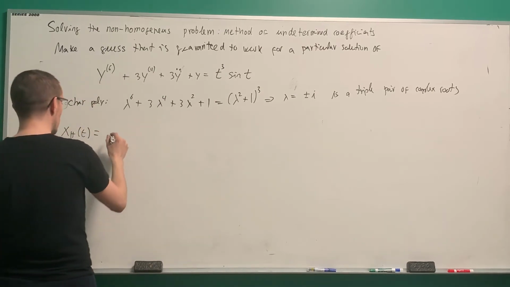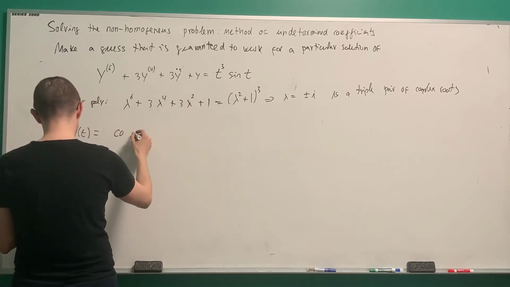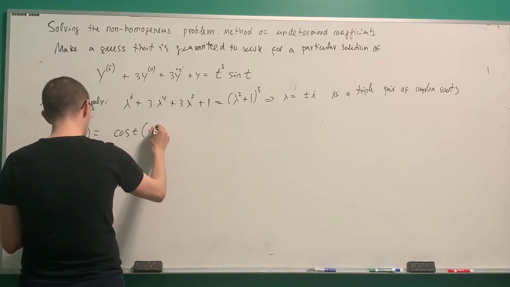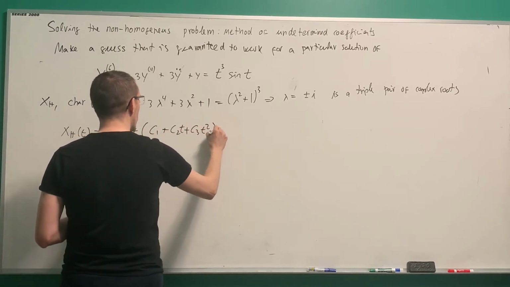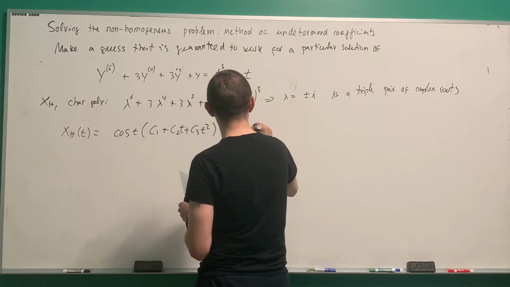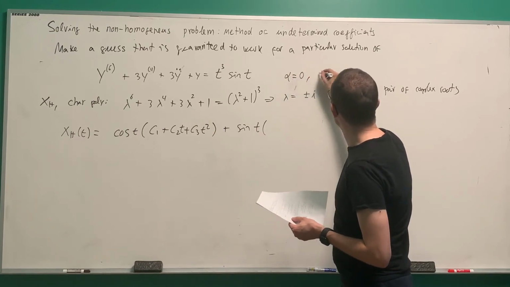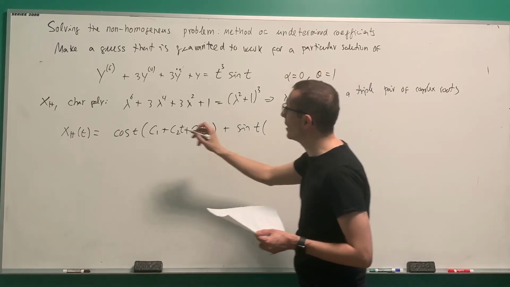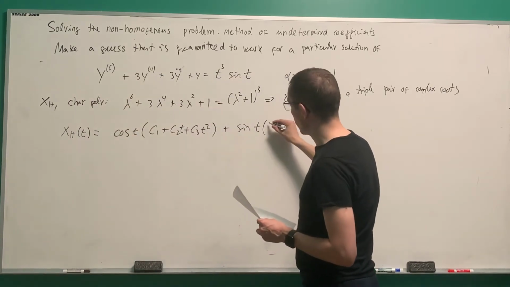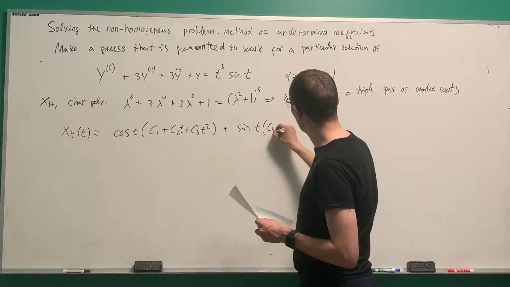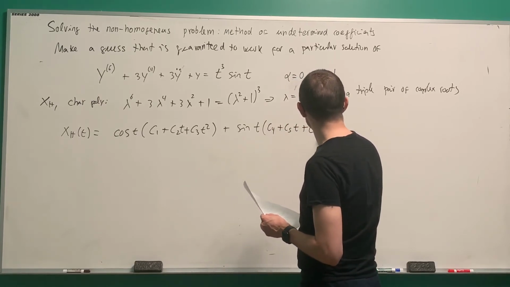cosines and sines times polynomials. The multiplicity here is 3, so we're going to have second order polynomials. So we have the cosine of t multiplied by c1 plus c2 t plus c3 t squared, plus the sine of t. Remember, it's t because alpha is 0 and theta is 1. Alpha is the exponential of alpha t times cosine of theta t. And then sine of t multiplied by c4 plus c5 t plus c6 t squared.